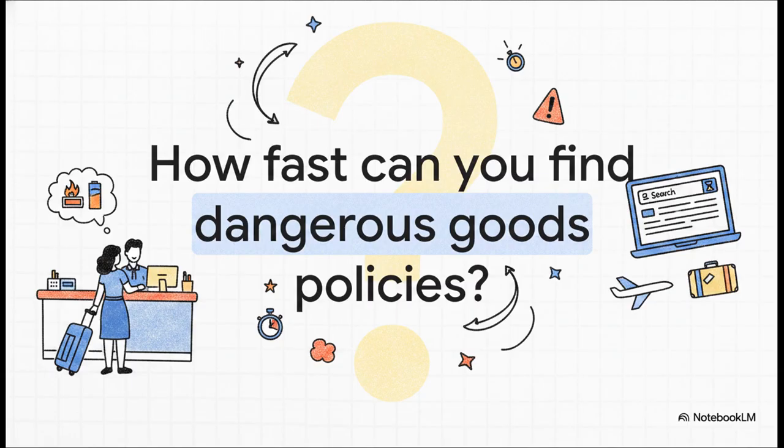I want you to put yourself in the shoes of an airline customer service representative for a second. Imagine a passenger is standing right in front of you at the counter, or they're waiting on a live chat, and they need to know instantly if they can bring a specific item on board. How fast can you find the official dangerous goods policy? Normally, it involves a lot of frantic keyword guessing while the passenger is impatiently tapping their foot.